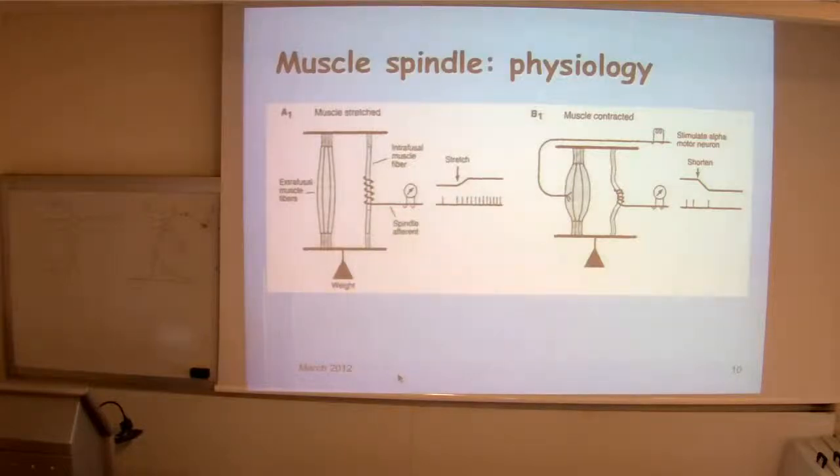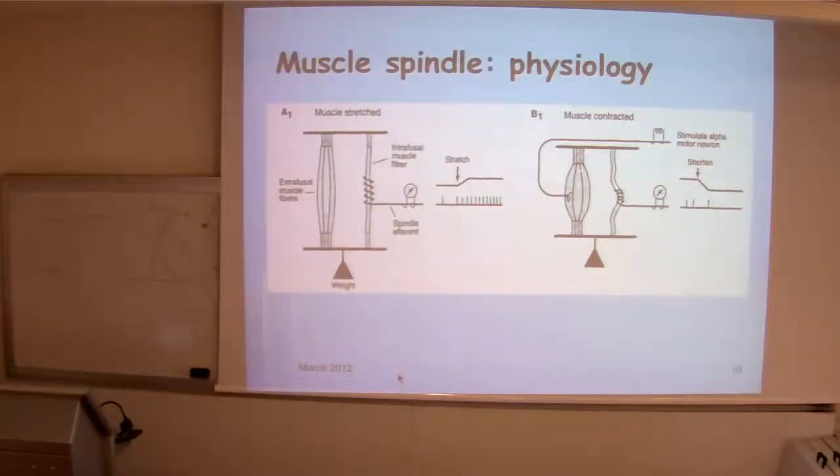Okay, so what's happening? Now you have the muscle. You put some weight, so the muscle stretches. The axon stretches, and if you record from this Ia axon, you'll see that the firing rate will increase.